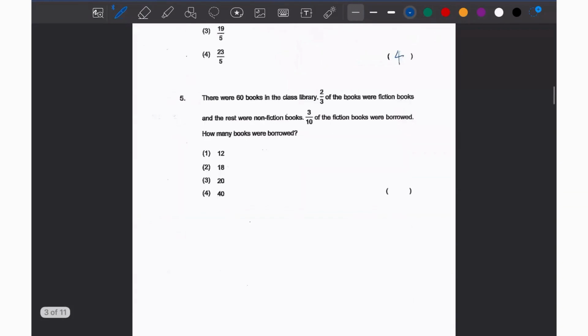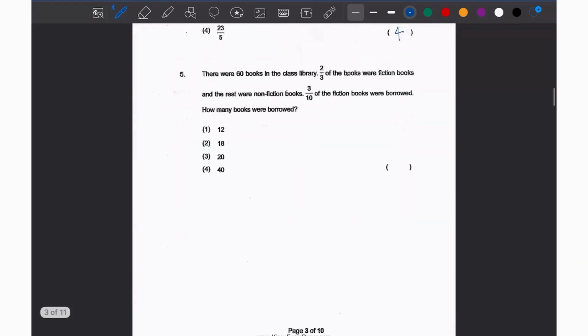Okay, let's move on to question 5. There were 60 books in a class library. 2/3 of the books were fiction books and the rest were non-fiction books. 3/10 of the fiction books were borrowed. So how many books were borrowed?